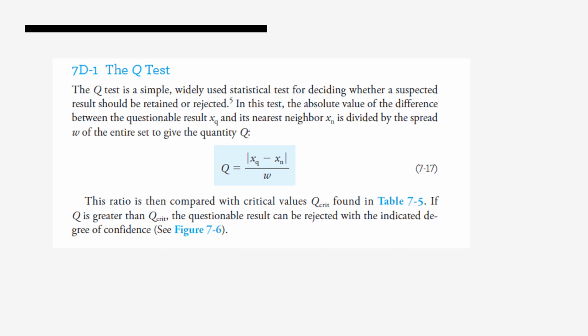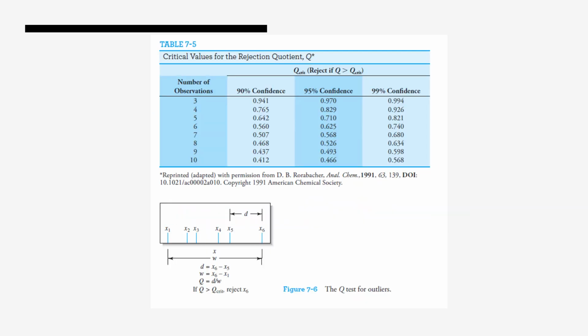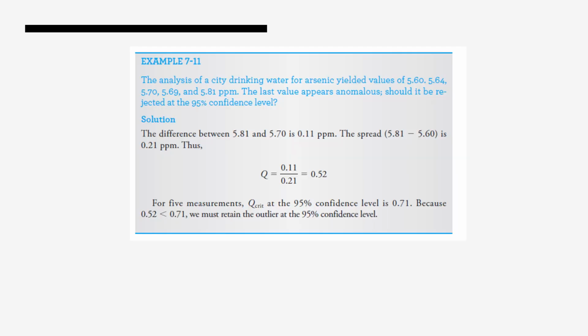For the Q test, we use the formula Q. We have to get the absolute difference of the questionable data minus the nearest data over the range, or the difference between your maximum and minimum value. So example, these are actually your Q critical. We will have to reject if your Q is greater than Q critical. Your Q is the one that you are going to solve and your Q critical is given depending on your confidence interval.